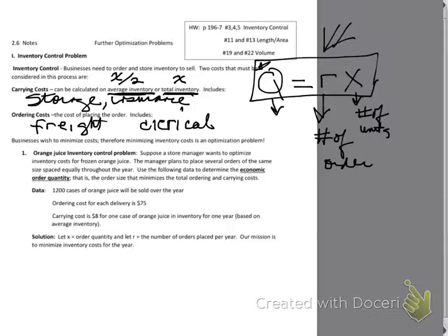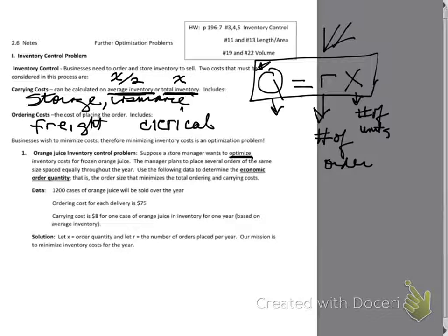So the first problem deals with orange juice inventory. So it says, suppose the store manager wants to optimize. So in this case, optimize does not mean maximize. Okay, optimize means the best case scenario for the problem. If a store manager wants to optimize his inventory costs, he wants to minimize the cost. That is the best case scenario for him. So this is a minimization problem.